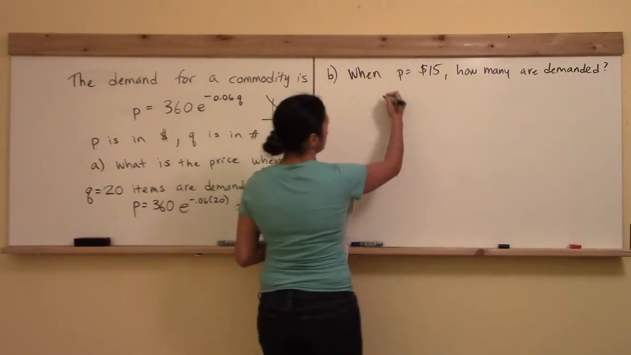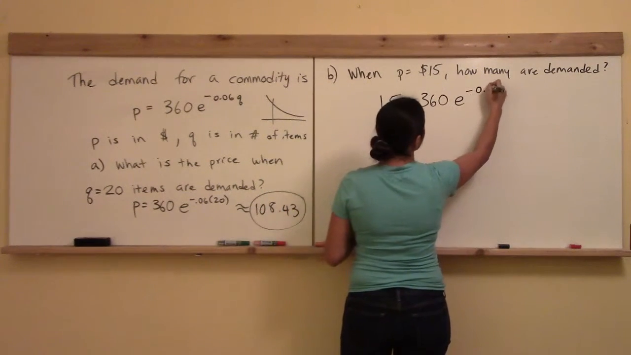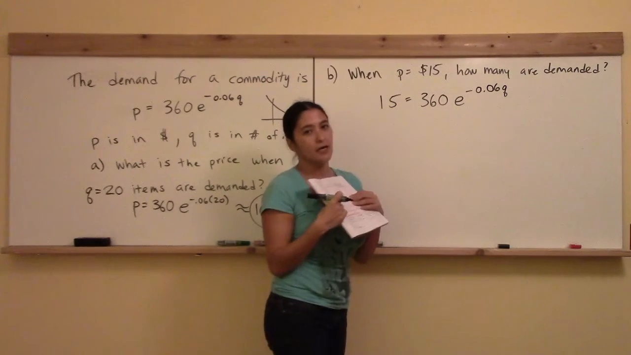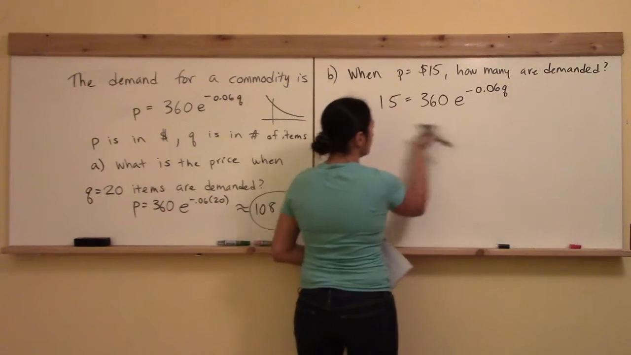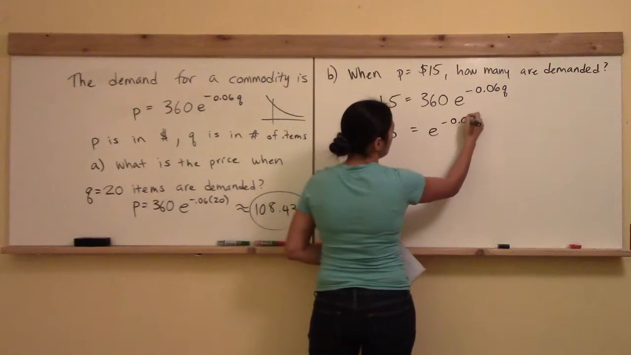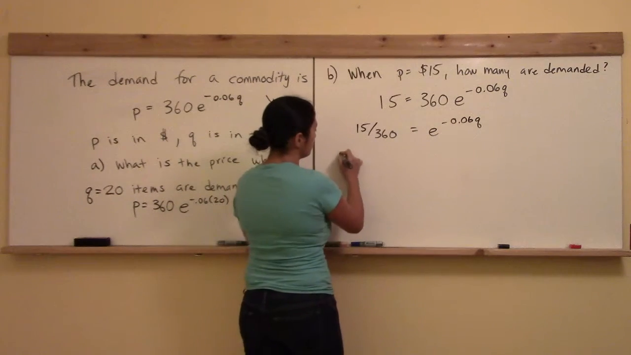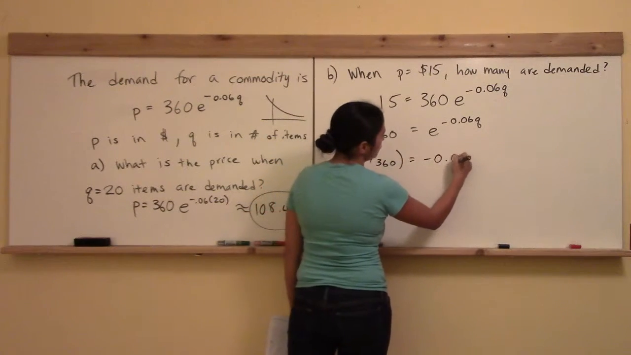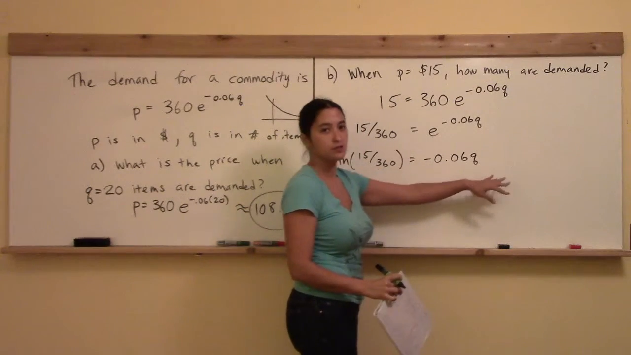Okay, so hopefully you set it up like this, where you have 15 is equal to 360 e to the negative 0.6 q, because we're given the price and we need to solve that out. Now remember your strategy is that you're going to isolate just the exponential term. So the first thing you need to do is divide both sides by 360 to get this right here. And then once it is isolated, you'll take the natural log of both sides. And so you get that the ln of that fraction is equal to the exponent, and as we discussed before, times the ln of e, which is just equal to 1.